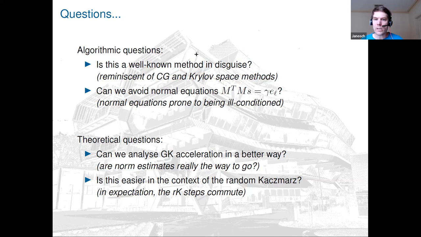And is it easier to maybe get some such estimate in the random context? The random context is a bit more complicated because you get randomness, but it's a lot easier because you don't have this thing with the order. The order doesn't matter anymore because in expectation, every step is the same. So that may help doing these estimates.